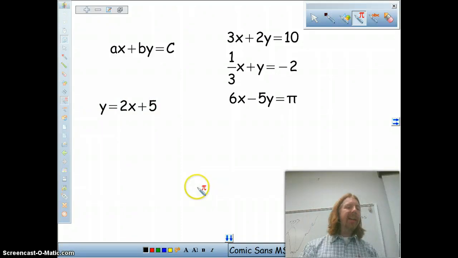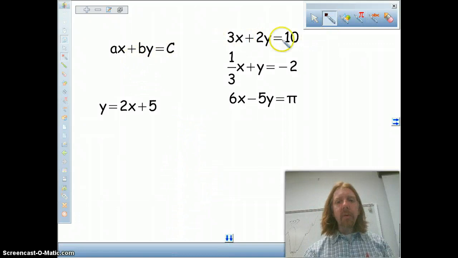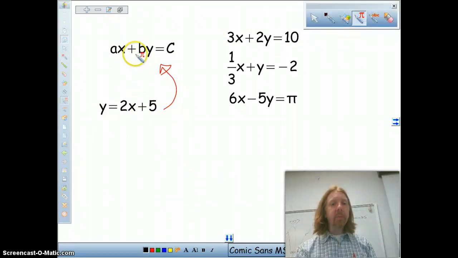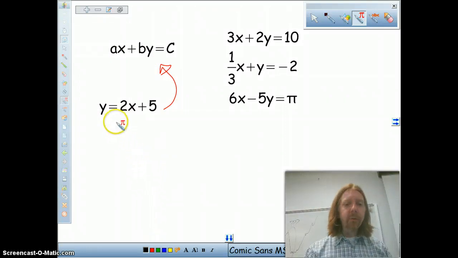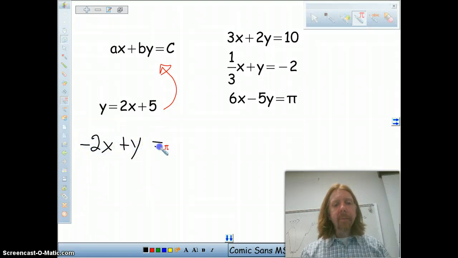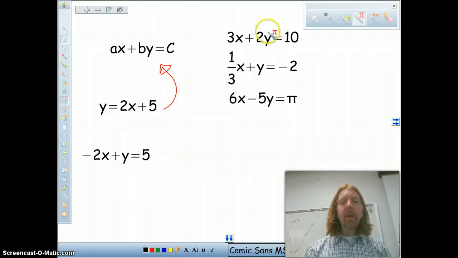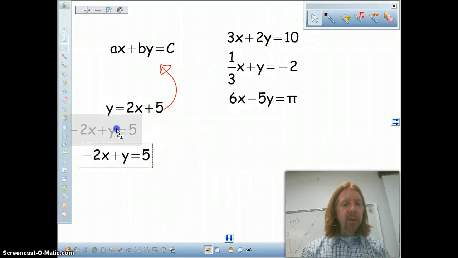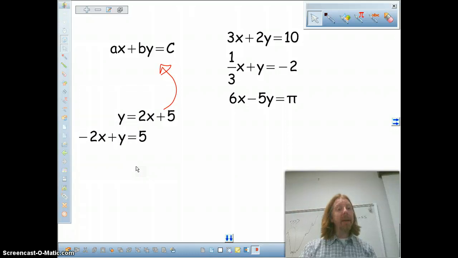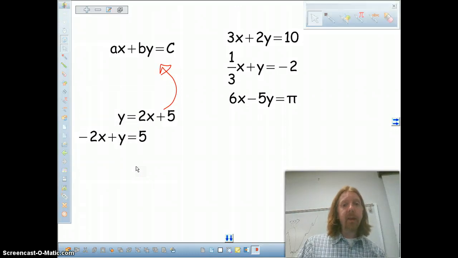Now comes the question, can I write this equation to be in the format like this? Can I rewrite it so that it fits ax plus by equals c? So what I'll do here is I'll subtract 2x from both sides of the equation, leaving me negative 2x plus y is equal to 5. Now I can see that what I've written more or less matches the equation above. What I've got here is an ax, negative 2 times x, plus by, 1y, equals 5. So that does represent a linear function.